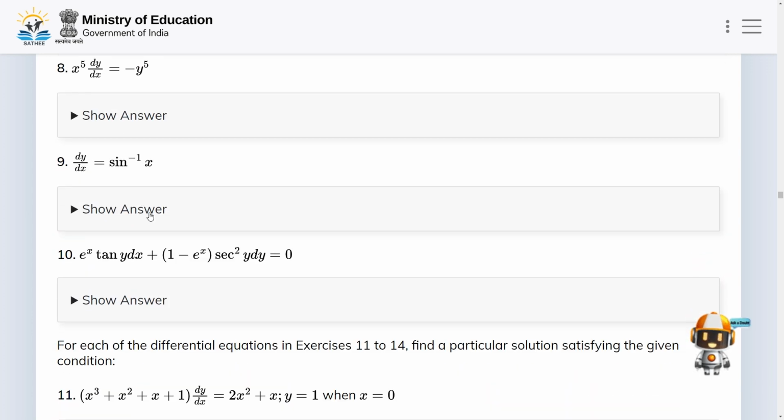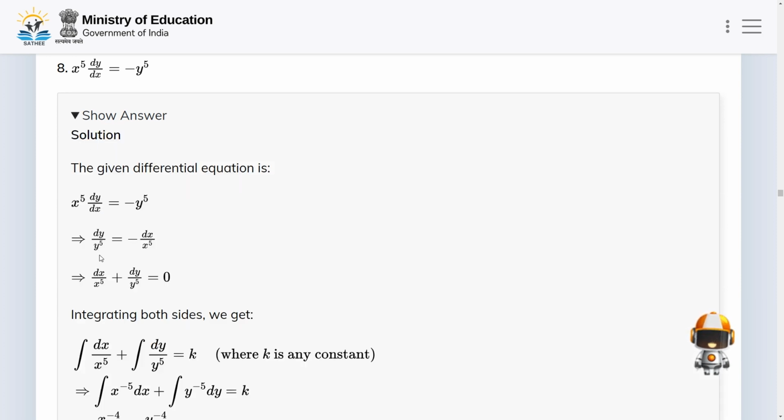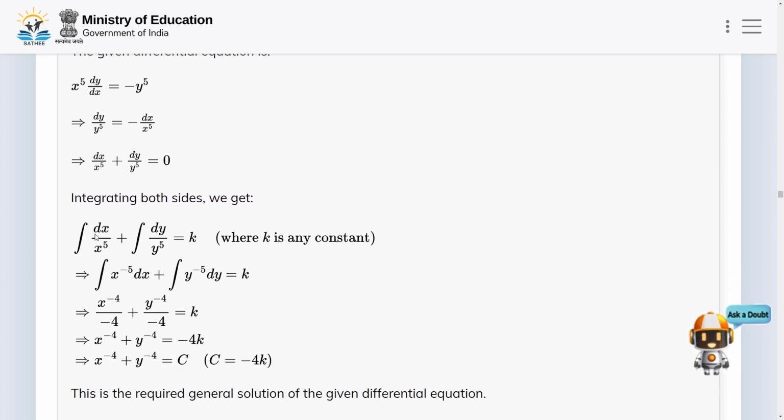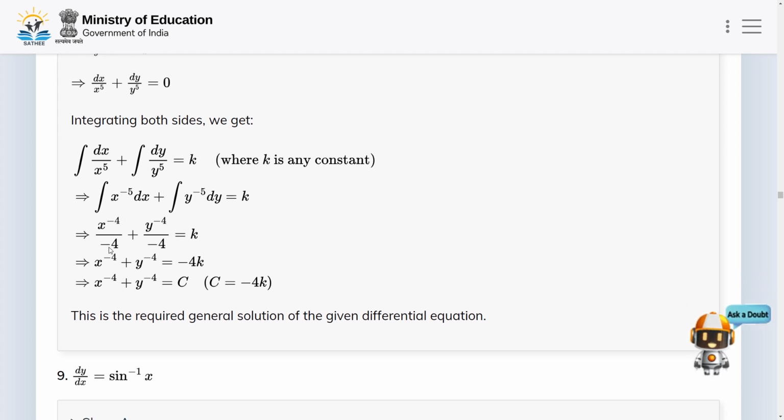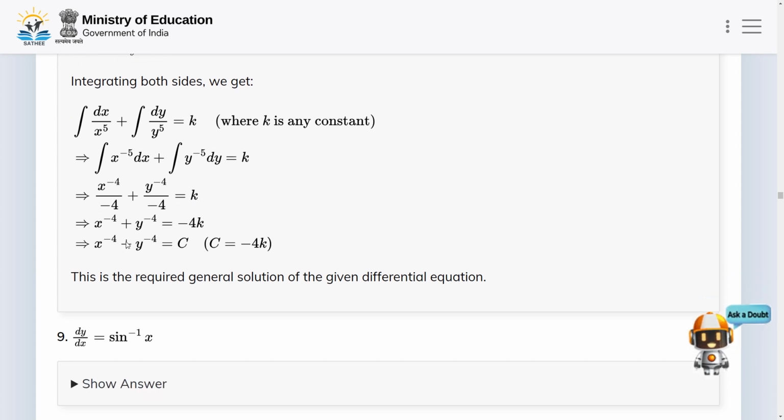Okay, now eighth problem. Separate the variables accordingly. You will have dy by y power 5 is equal to minus dx by x power 5. So this can be integrated both sides. You will have x power minus 4 divided by minus 4 plus y power minus 4 divided by minus 4 is equal to k. Multiply by minus 4 on both sides, you will get x power minus 4 plus y power minus 4 is equal to minus 4k. Take minus 4k as another constant, which is capital C. So your required general solution will be this.